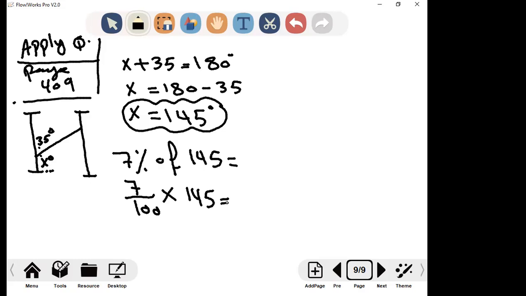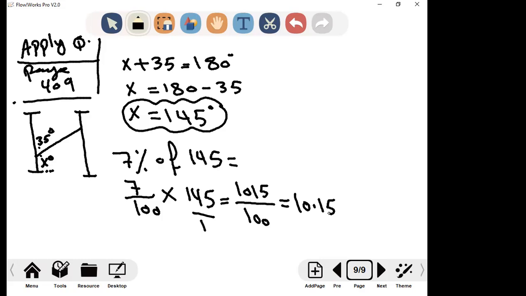Let's multiply normally. This is over 1. 7 by 145 equals a number. 100 by 1, 100. 7 by 145, how much? 1015. Now, if you divide by 100, it will be 10.15. Okay? Done? Done.